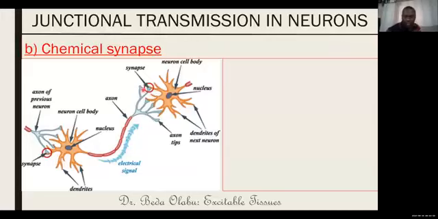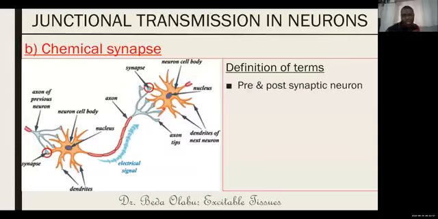In a chemical synapse, there are some terms we need to define first before we talk about that chemical synapse. In a chemical synapse, we have what we are calling the presynaptic cell and a postsynaptic cell, or now that they're neurons. So with reference to this synapse, this cell is the presynaptic neuron, and this is the postsynaptic neuron. But with regard to this, this is the presynaptic, and this is the postsynaptic. I hope you understand what pre and postsynaptic neuron mean.